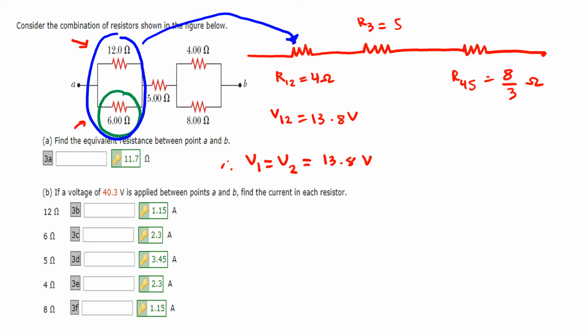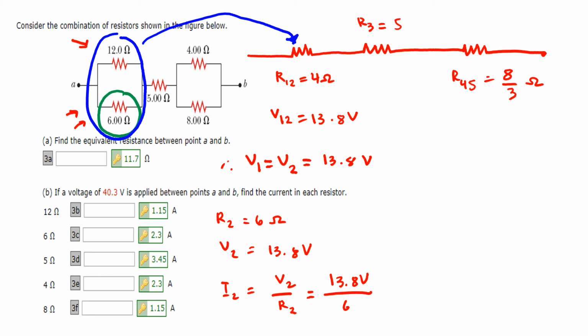So now we can solve for the current through the 6 ohm resistor. We have R2, which is equal to 6 ohms. We have V2, which is equal to 13.8 volts. Then we could solve for I2 using Ohm's law, and that is just equal to V2 over R2. Then that will be 13.8 volts divided by 6 ohms, and that is going to give us 2.3 amps.